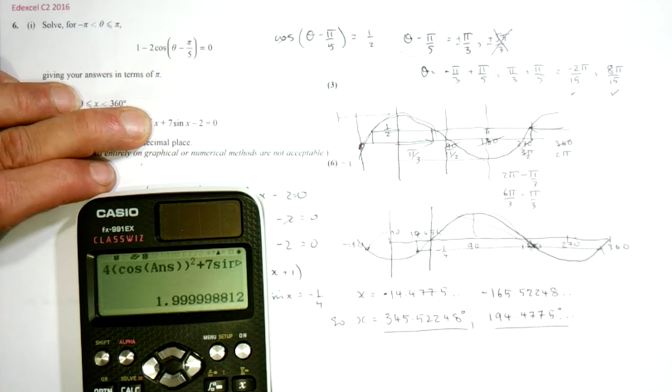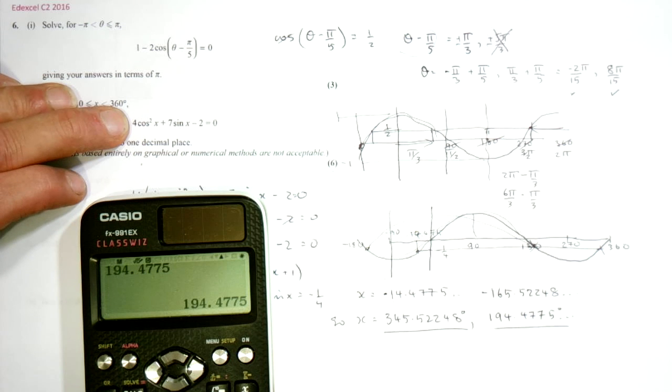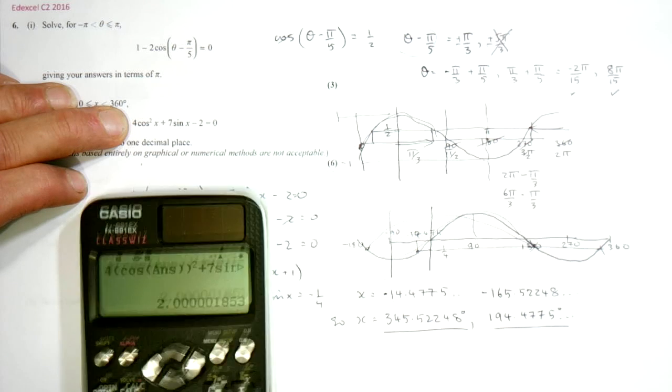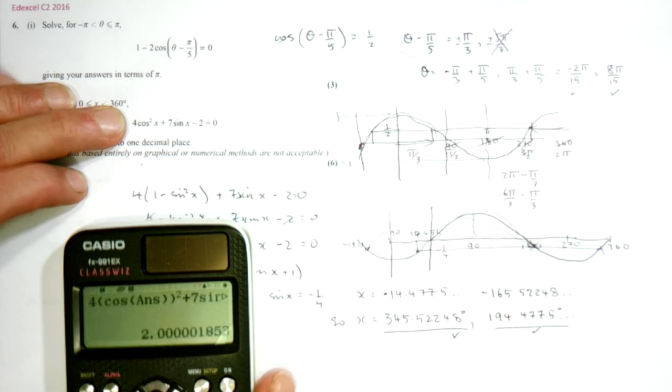And now I do 194.4775, make that answer. So when I do 4 cos squared, 4 bracket cos answer squared, plus 7 sine answer, again it should be equal to 2, and it is. So I've checked both of those and they both work. Hooray!